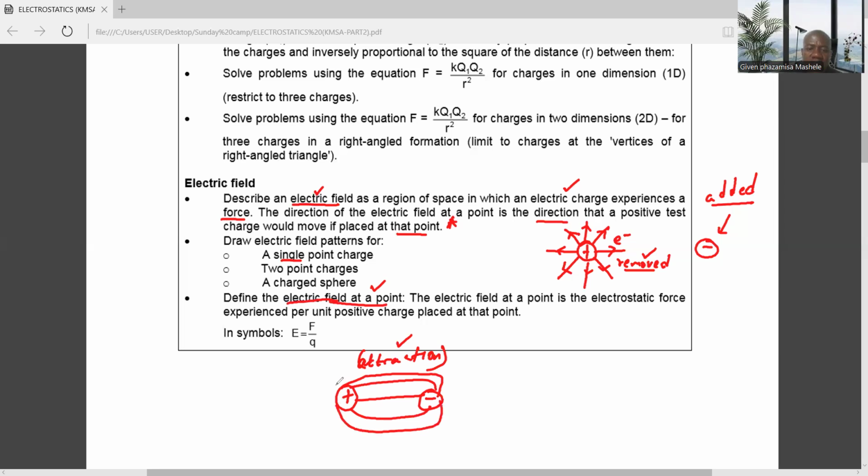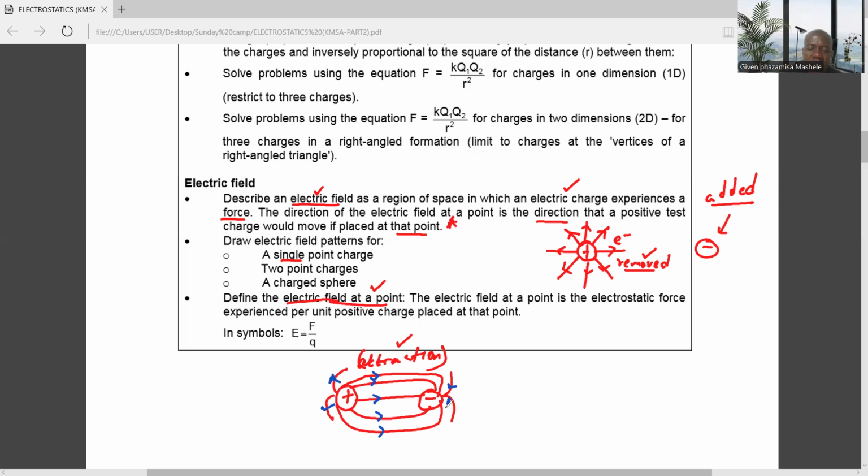So in other words, since the two point charges are unlike charges, we'll have an attraction, and this attraction will mean that a positive charge will have an outwards electron transfer. So the direction of the electric field lines always moves from positive to negative. So in the negative part, they go inwards.